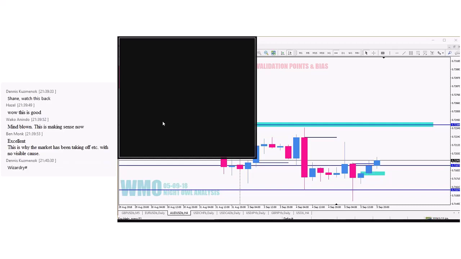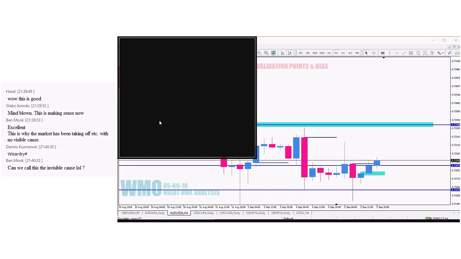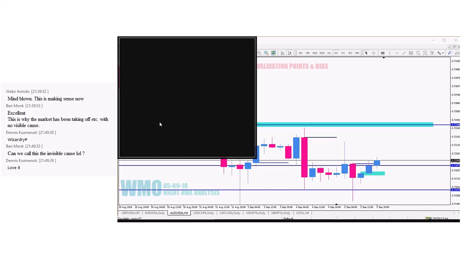Okay, anyone else in here? It's only Ben that seems to be commenting. Dennis, wizardry. Trust me, man, I keep my eyes peeled on the chart. I love the chart so much. Apart from listening to my music, my children, my wife, this Bible, the charts are next, and I love it.